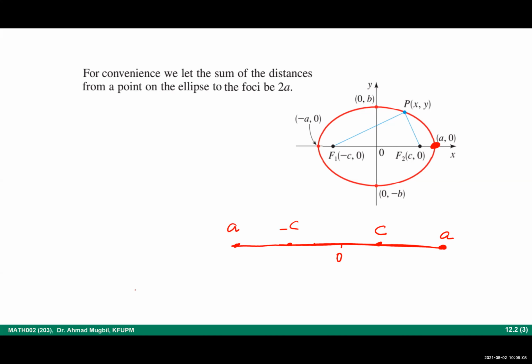Focus is the same as foci. Sorry? Focus is the same as foci. The plural. When you have one focus, it is focus; when you have two, foci is the plural of focus.